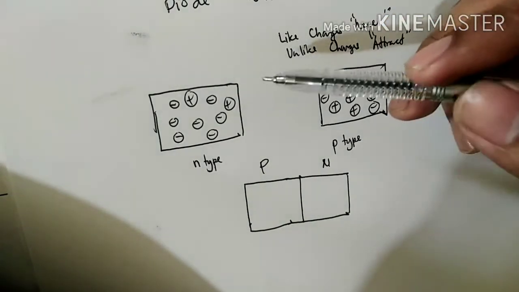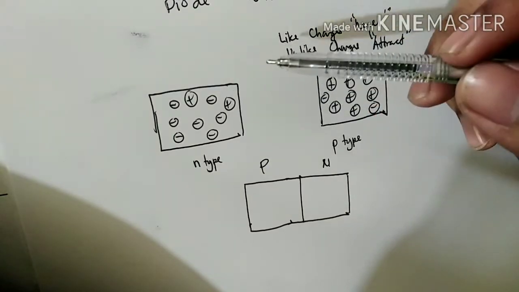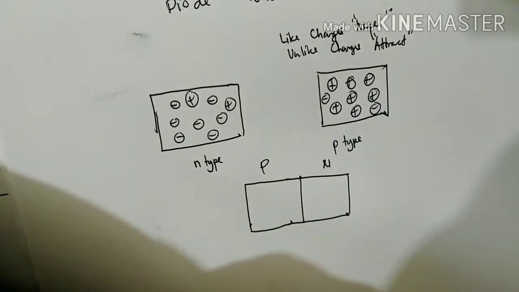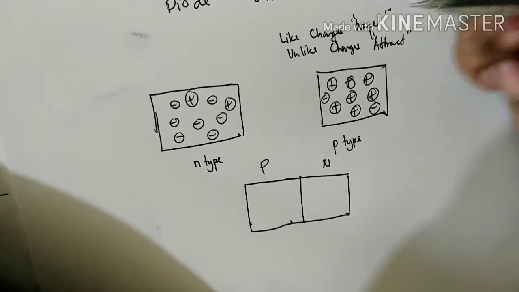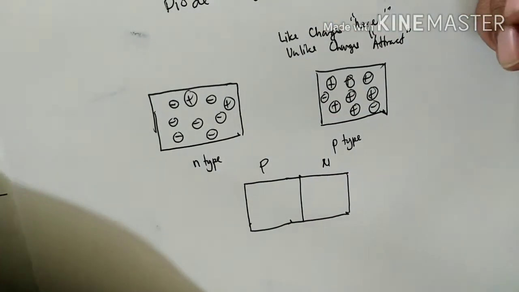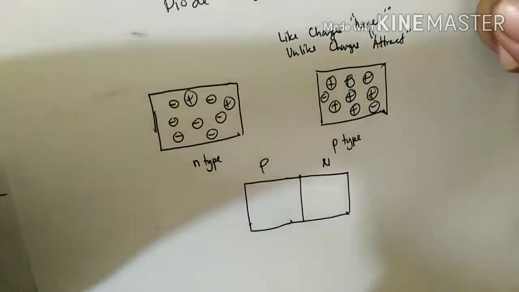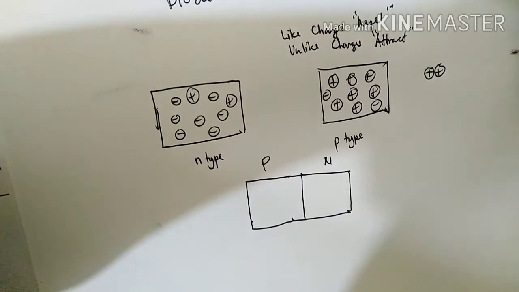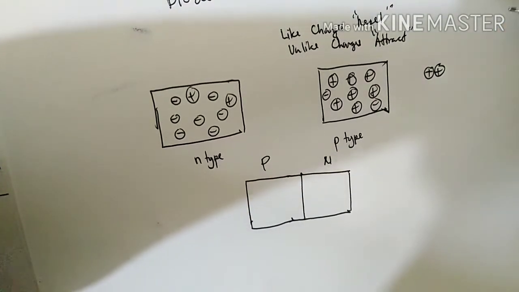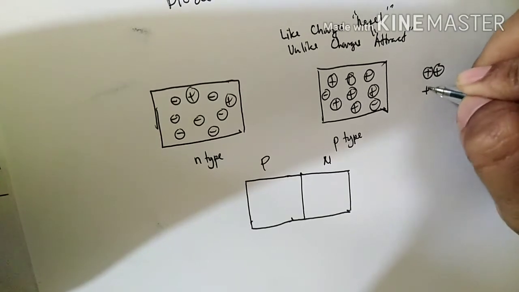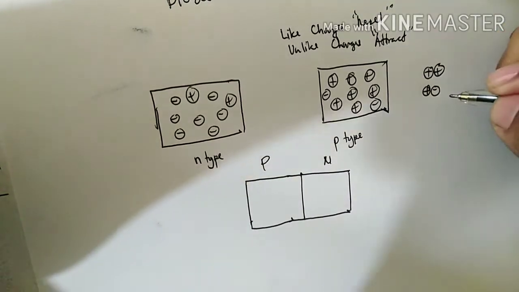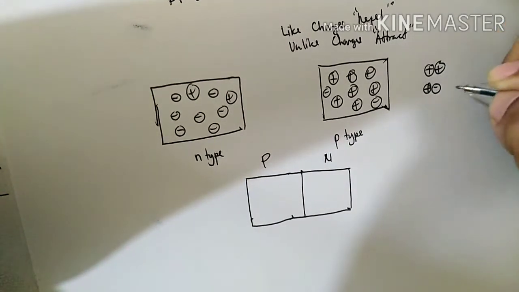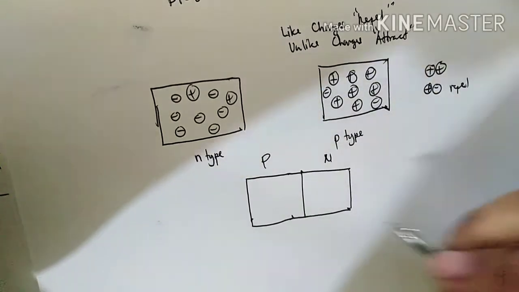If they have like charges, they will repel, and if they have unlike charges, they will attract. For example, plus and minus attract. If it is plus and plus, these charges and these holes will repel each other.